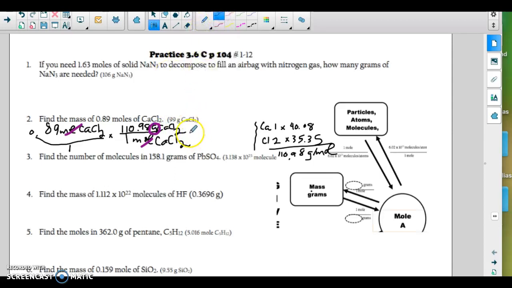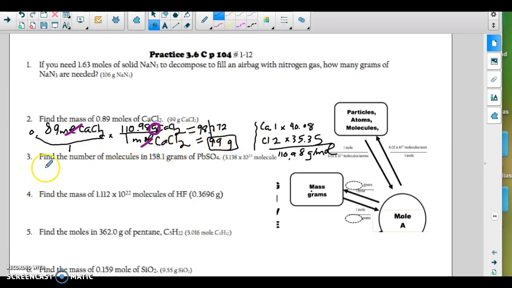And then I would just calculate that, taking 0.89 times 110.98 divided by 1, which you don't need to do. And then also doing your significant figures. So I have 2 sig figs here. So I want to round to 2. So your calculator is going to say 98.772 blah, blah, blah. We're going to cut it right there. Look back 1, round up. So 99 grams is our answer.